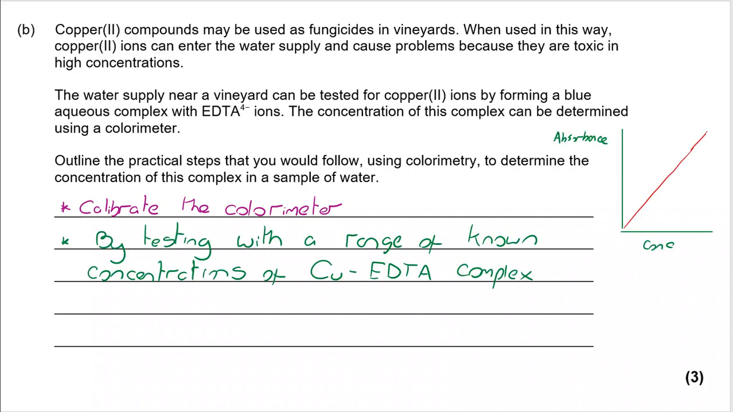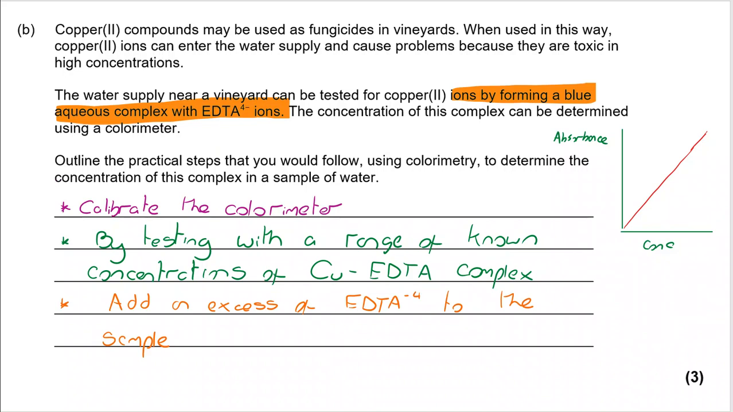What we can then do is put these in the colorimeter, test them, and find each of their absorbances. And what we then get is this graph that links concentration to absorbance. What you will then do with the sample that you're testing is add an excess of EDTA 4- to the sample. We want it to be a saturated solution. We want all of the copper-2 ions to complex. Once we've done that, we can find its absorbance, and then we can map across on the graph to find the concentration. Now that's a 3-mark question here.